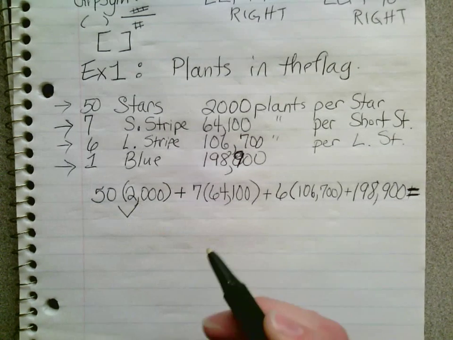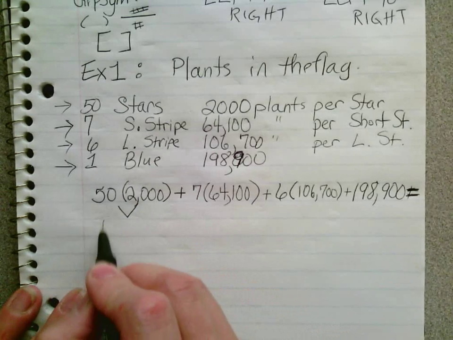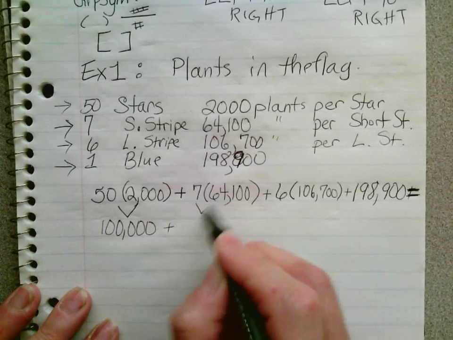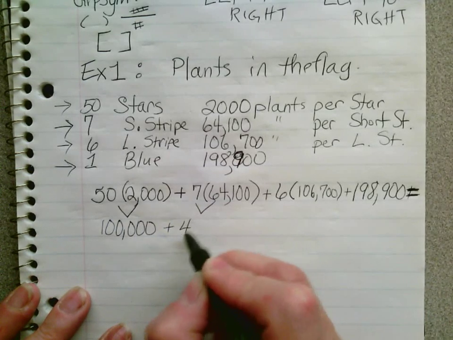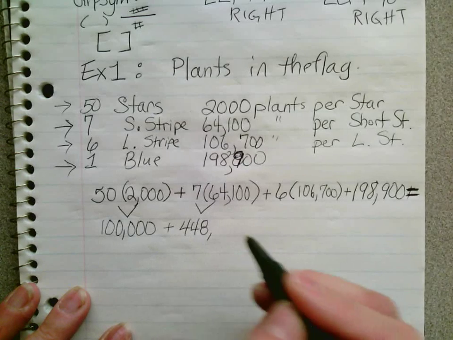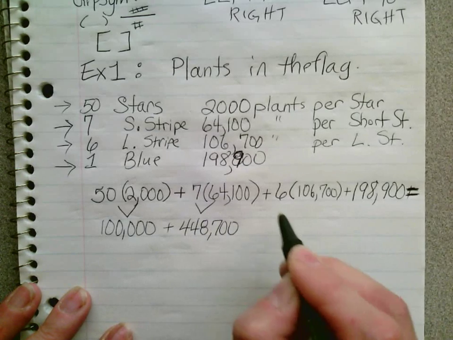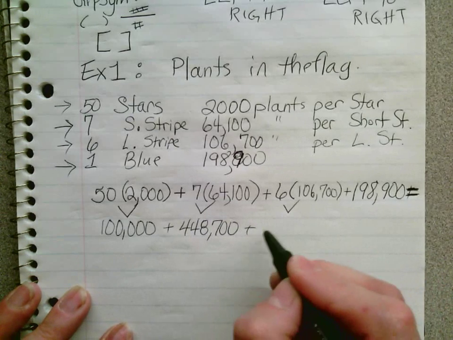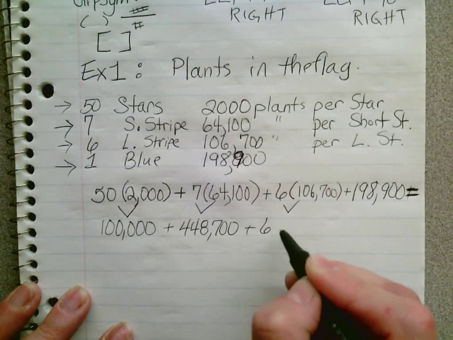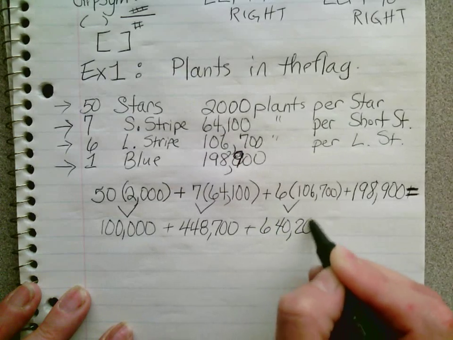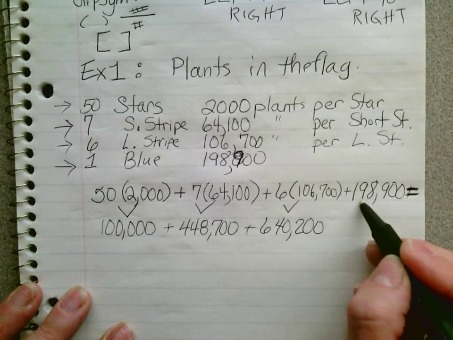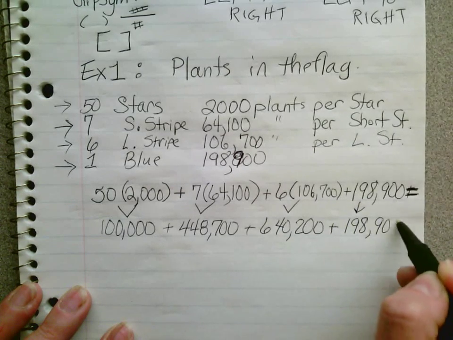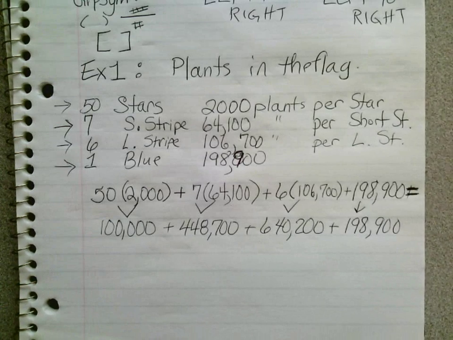So the product of 50 and 2,000 is 100,000. To which we're going to add the product of 7 and 64,000, which hopefully is 448,700. To which we're going to add the product of 6 and 106,700. Finally, we're going to add this straight down. There's nothing we need to do to that. We don't have to multiply this because there's nothing to multiply it by. There's only one blue stripe.